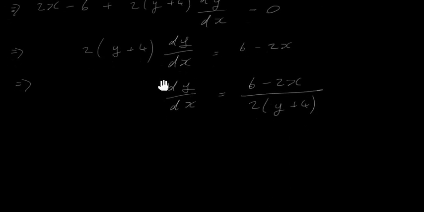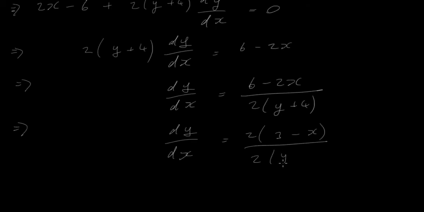Now, I think this will simplify further. Let's just have a look. dy/dx is equal to, I can factorize the top anyway. I can take 2 out here and I end up with 3 minus x. That's over 2 times (y plus 4). 2 will divide into 2 and I end up with (3 minus x) over (y plus 4). So what I get when I differentiate that particular circle equation is (3 minus x) over (y plus 4).